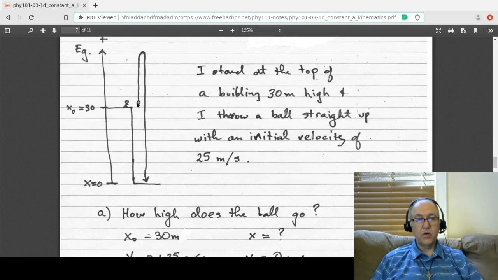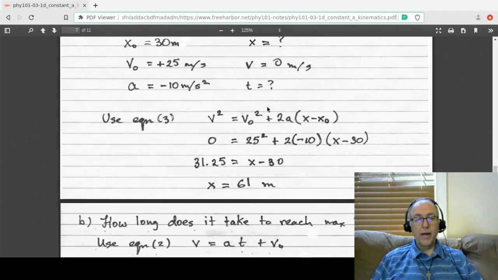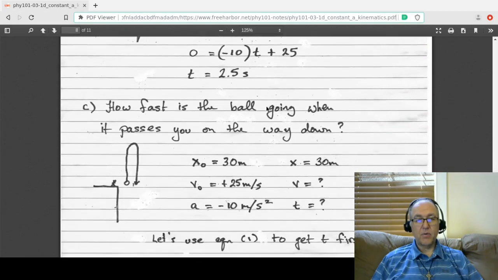So you're here at t equals 0, and then tick, tick, tick, tick, tick, like 1 second, and then 2 seconds, and then 2.5 seconds. You're at the very top. Okay. So let's move on to the next problem.